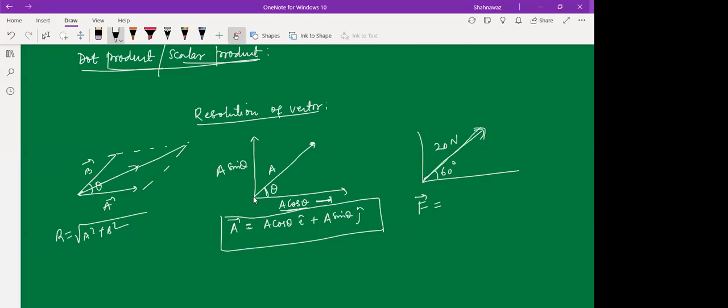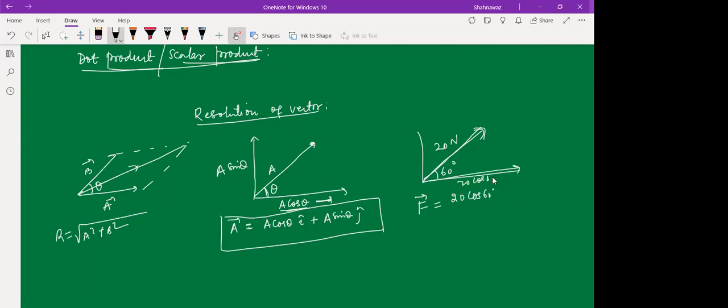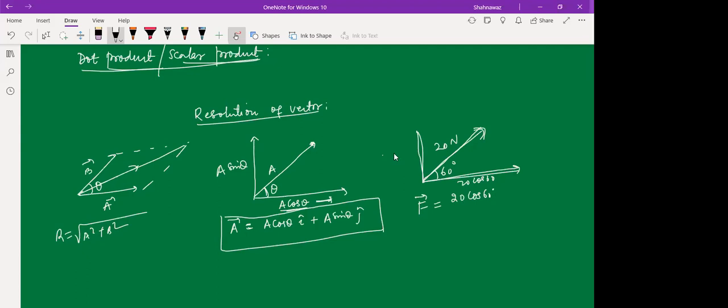So just like this, we have a magnitude 20 and cos 60. This would be the horizontal component, 20 cos 60. And this would be how much? The vertical part? What should we write here? Vertical part. I have already given this magnitude and this angle.